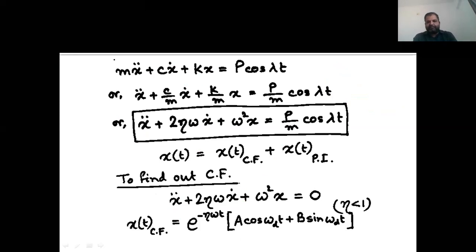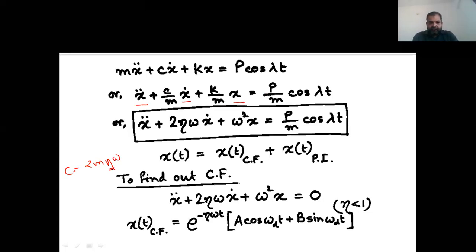Now let us simplify this equation. The whole equation is divided by m. So this becomes x double dot plus c by m into x dot plus k by m into x is equal to P by m cos lambda t. In the last example, you used this particular equation, 2 m eta omega, to find the value of eta in the previous two examples, what we saw yesterday.